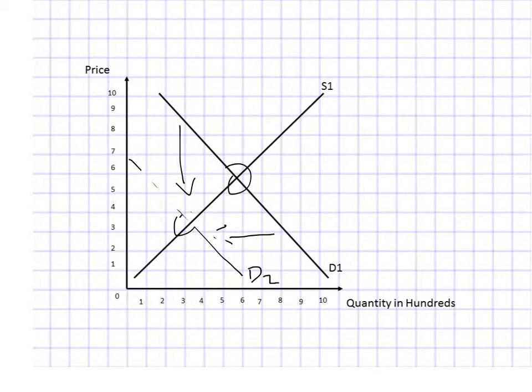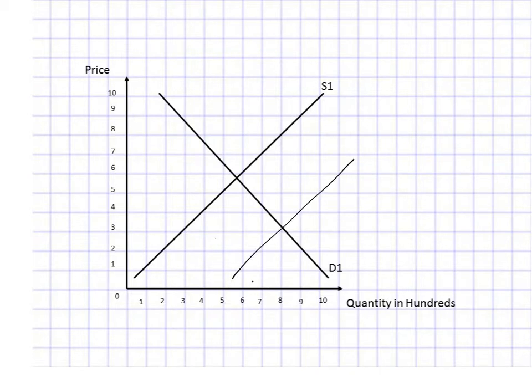So now if we erase this, and keep erasing, and we go in and say, okay, now what happens if supply changes? So let's just draw a new supply too. So we have a shift in supply.